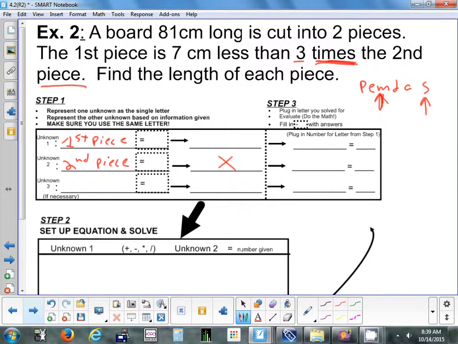How would you write that? Good. There's 3 times the second. We know less than means subtract. Is it 3x minus 7, or is it 7 minus 3x? Think about where the 7 is, and think about what less than means. Good. 3x minus 7. Okay, any questions on that?